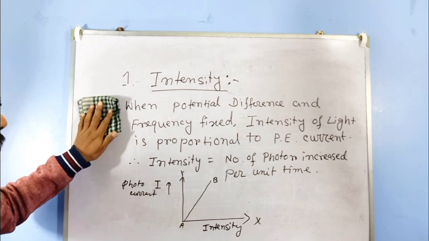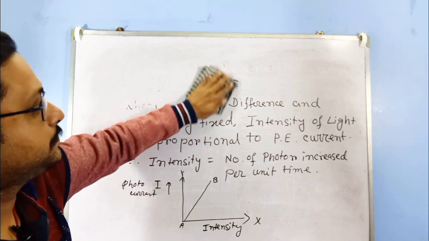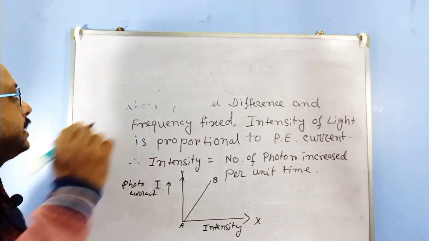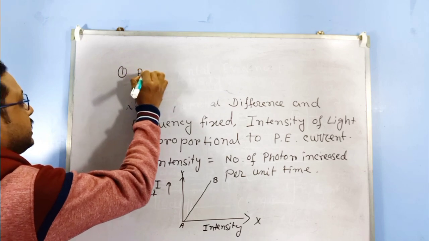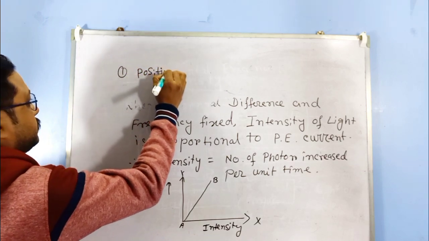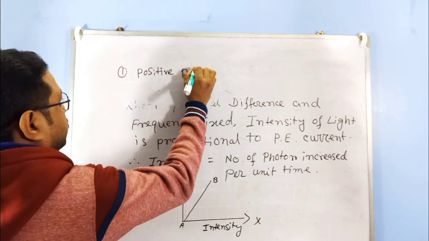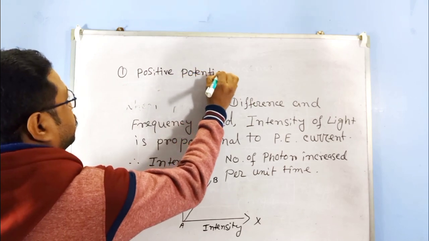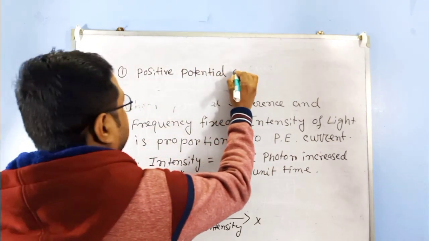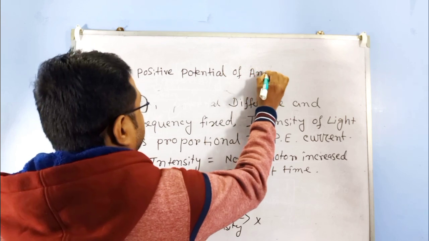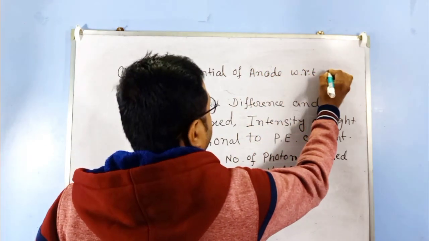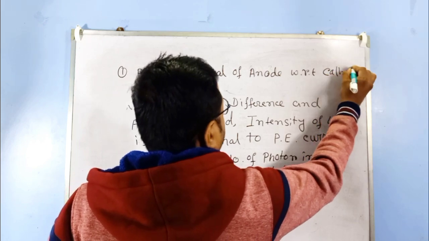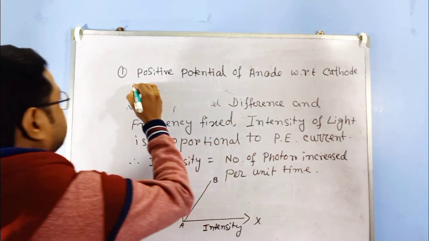Number 2, we go with potential. At first we take positive potential. Whose potential? Anode potential, positive potential of the anode with respect to the cathode. What happened?